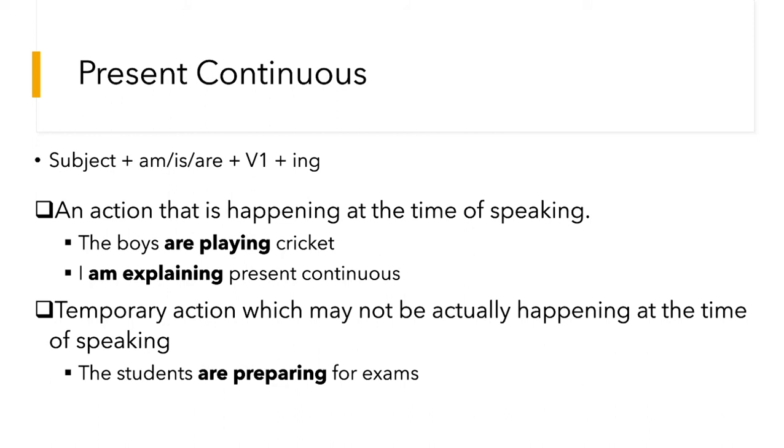So the present continuous is used to express an action that is happening at the time of speaking. Like, the boys are playing cricket. They are actually playing right now. So you are speaking to someone that the boys are playing cricket. I am explaining present continuous. I'm speaking right now and I'm explaining the present continuous. So that's why I can use the present continuous here.